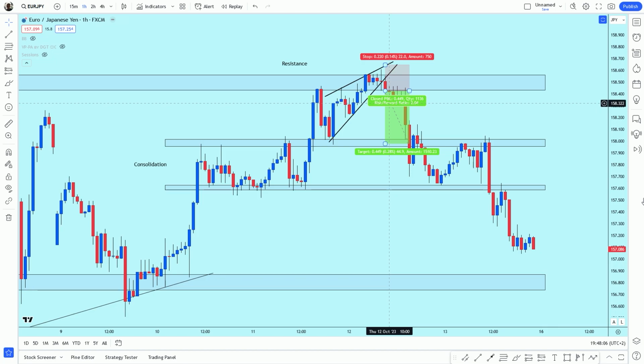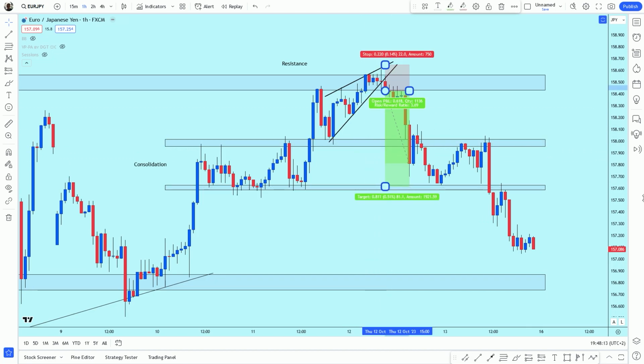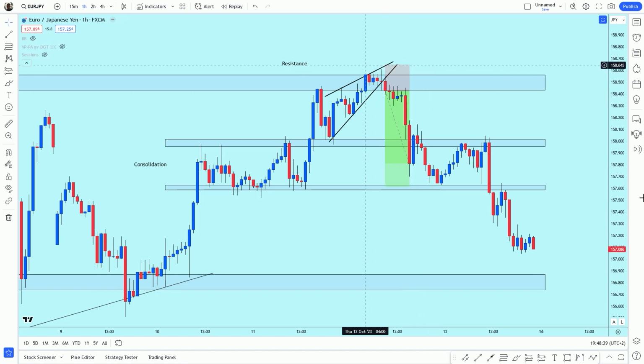If you're a swing trader and you want higher profits, you can also aim for this previous support here, but you're good to go as long as your stop loss is above this previous high.